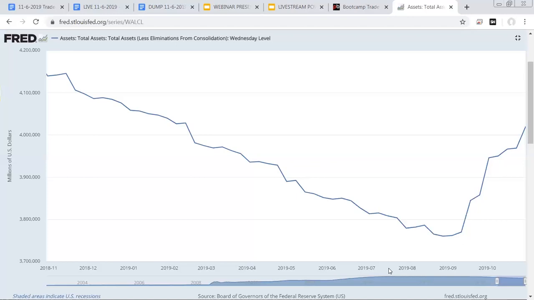Now, again, if we get a phase one trade deal, will there probably be some downward pressure on the TLT? Certainly. We've already seen that reprice itself very quickly when that surprise announcement came out. But the big picture is not resolved.